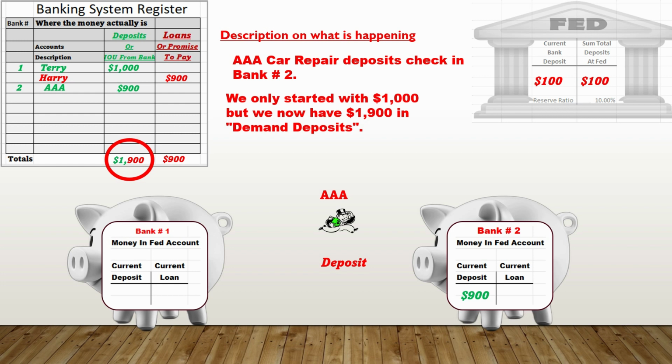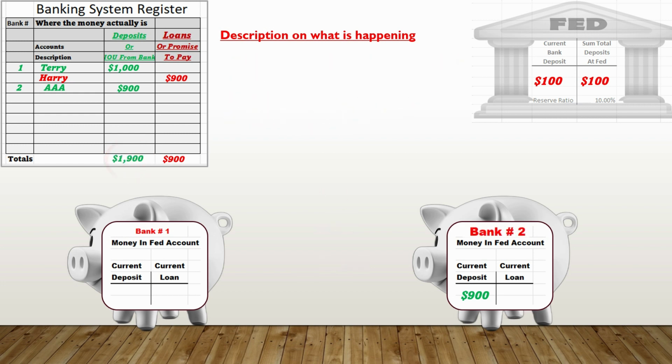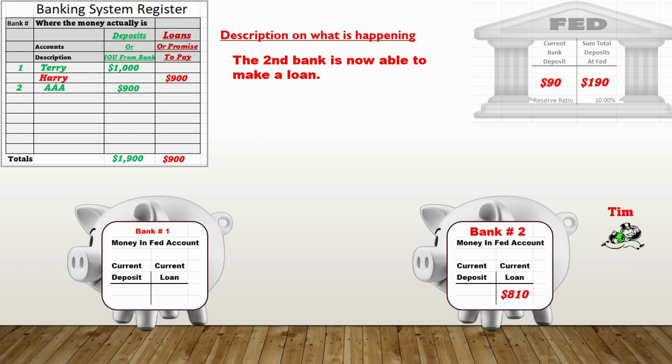This process is amazing. We just got started, and we are only at the second bank. The second bank is now able to make a loan. As before, in order to make a loan, bank number 2 is required to separate 10% of its new $900 deposit out of its accounts into its Federal Reserve account. Tim applies for a school loan. Bank number 2 gives Tim a check for $810.